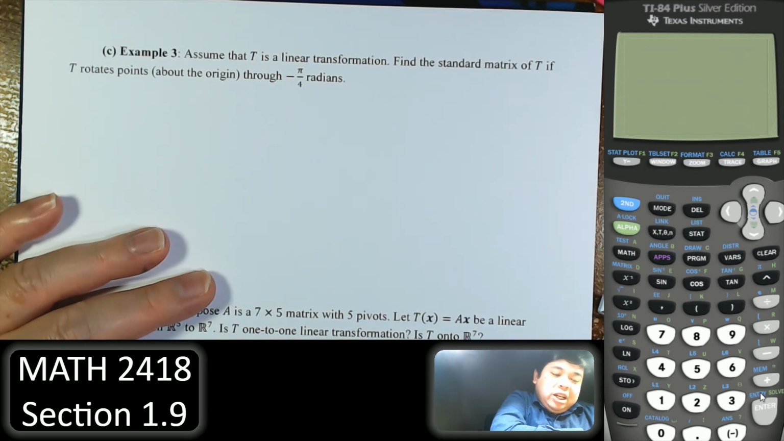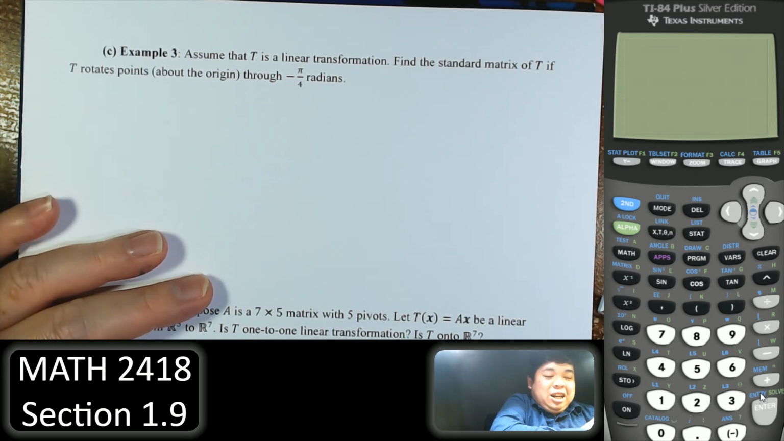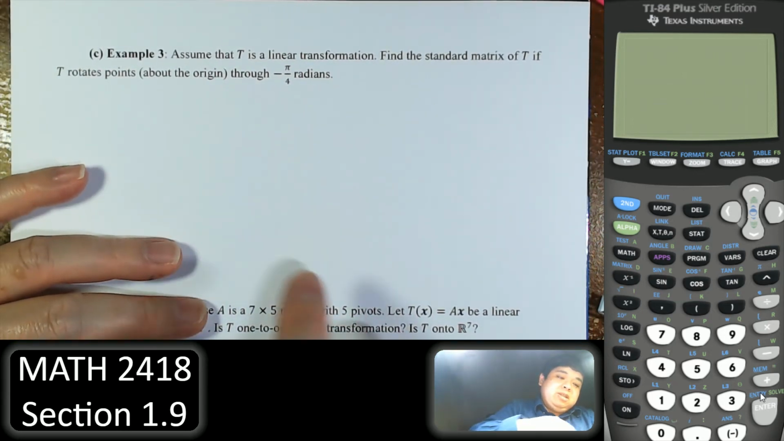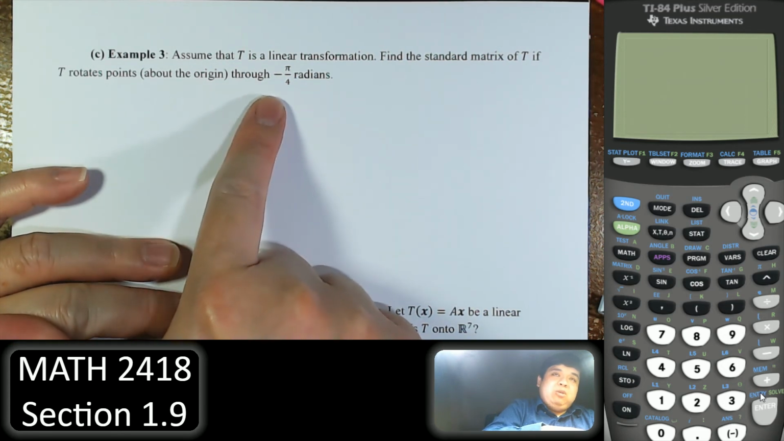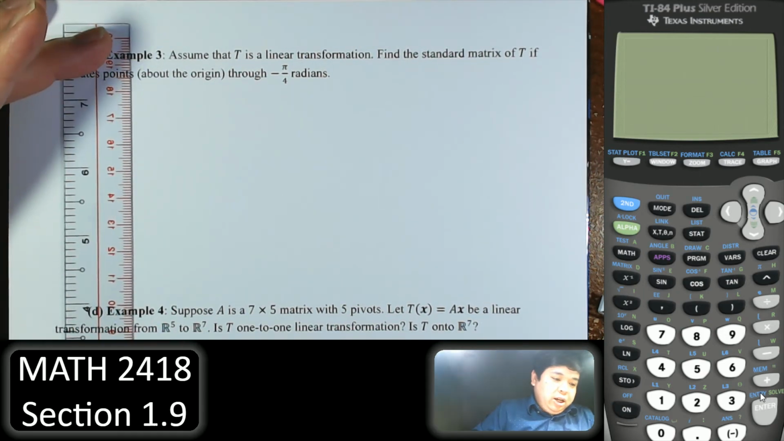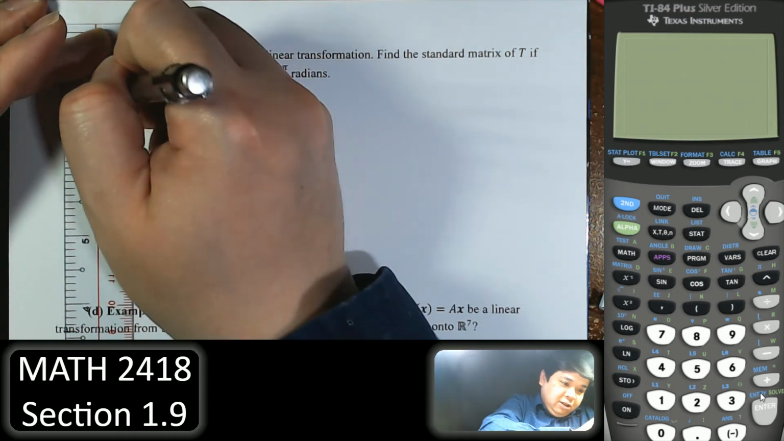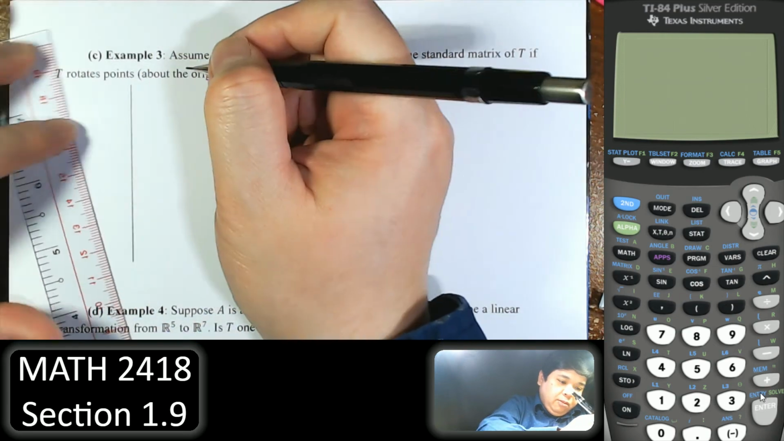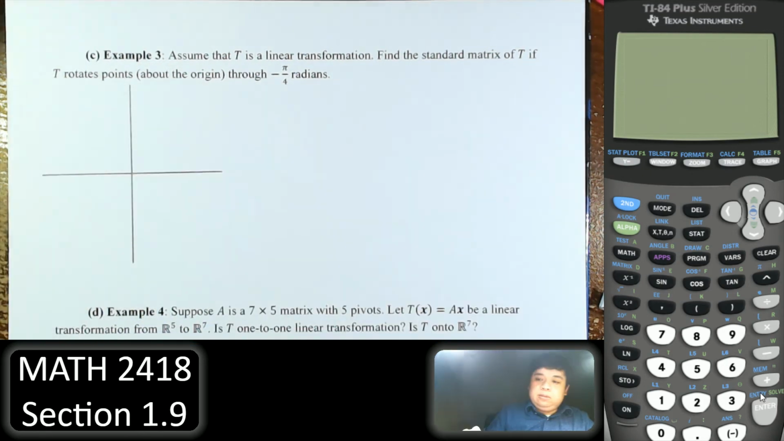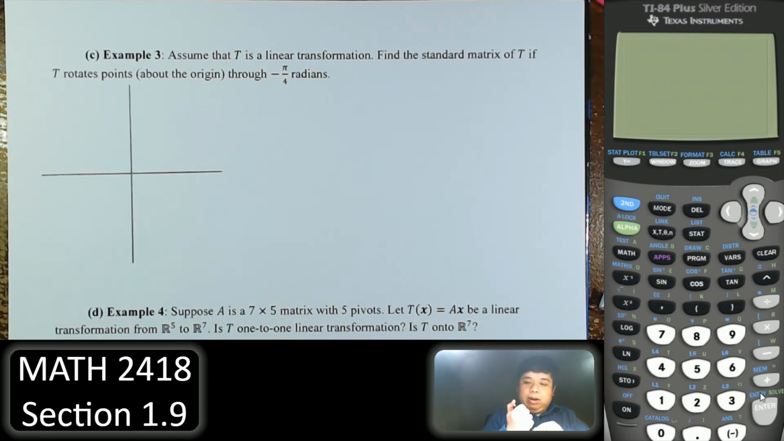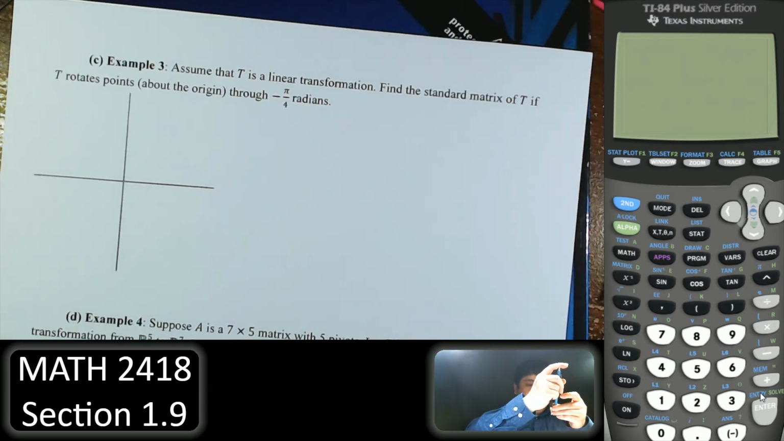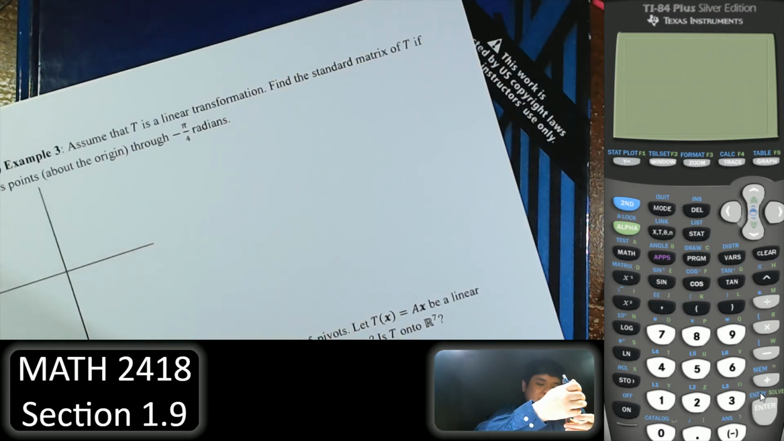Next, assume T is a linear transformation, right? Linear transformation, so there will be a standard matrix for it. Try to find the standard matrix of T if it rotates about the origin through an angle of negative pi over 4 radians. So again, let's draw a sketch here. Right, since it's rotated, so I better draw a circle of radius 1.